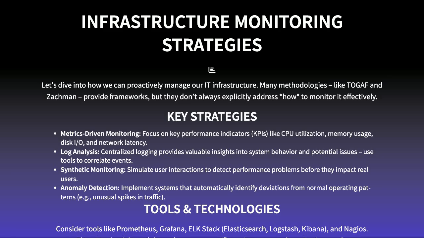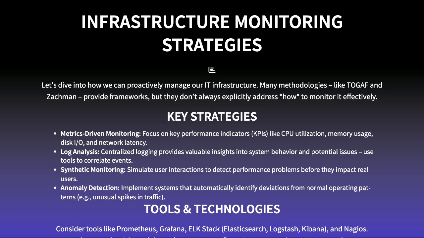Okay, so we're talking about making sure our IT infrastructure is running smoothly. It's not enough to just design a good system, you need to constantly monitor it. We've got a few key strategies, things like tracking important metrics like CPU usage and network speed. Analyzing logs can also reveal problems before they become major issues, and synthetic monitoring lets us test how our systems perform from the user's perspective. Anomaly detection is particularly useful because it automatically picks up on anything unusual. There are a ton of tools available to help with all this, from Prometheus and Grafana to more established options like ELK. And don't forget, these strategies fit right into frameworks like TOGAF and Zachman, ensuring that architecture health is always being considered.